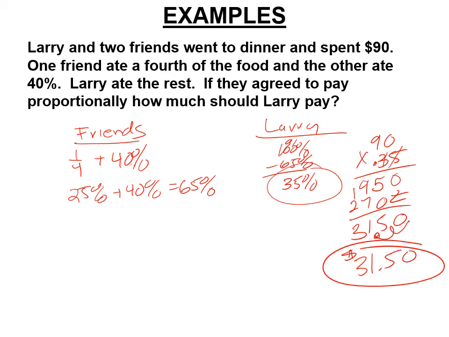$31.50, right? Because what I was doing in my head, well, half of this would be $45. So it's got to be a little less than $45, or a third of it would be $30. So he had to be paying between $30 and $45. So $31.50 makes sense. Okay.